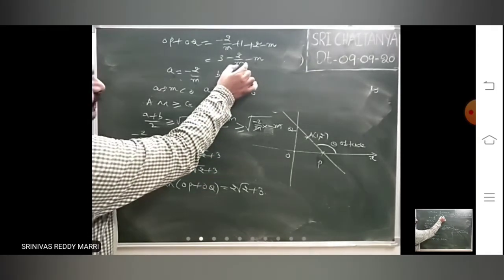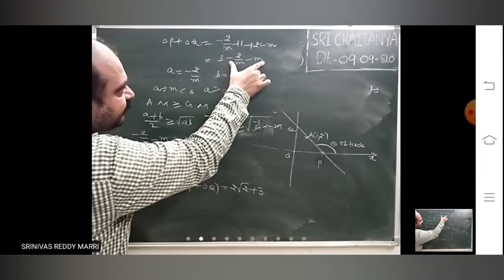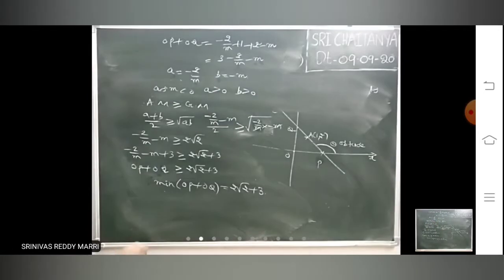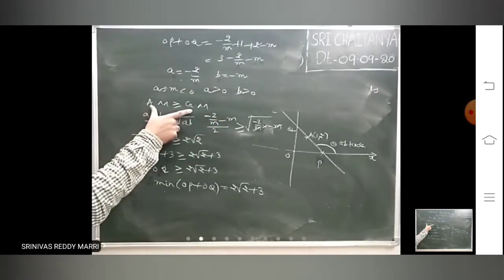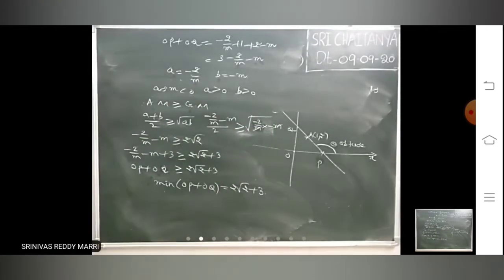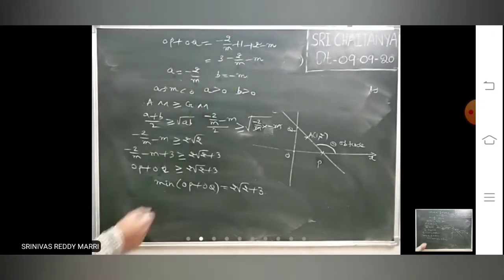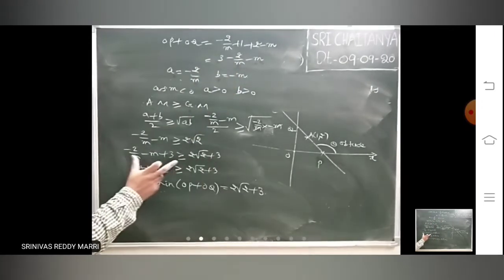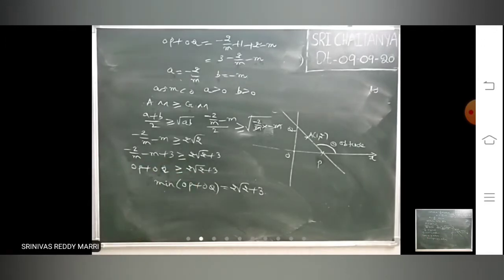Remember, whenever here M is there, here 1 by M is there, like that, if any quantity appears, take one as A, one as B. Confirm that they are positive and apply AM greater than or equal to GM, because these both will get cancelled here. Then you will get the minimum value. So this you got greater than or equal to 2 root 2. Here 3 plus that quantity is there. I have added 3. That means this is nothing but OP plus OQ. So greater than or equal to 2 root 2 plus 3. That is the minimum value.